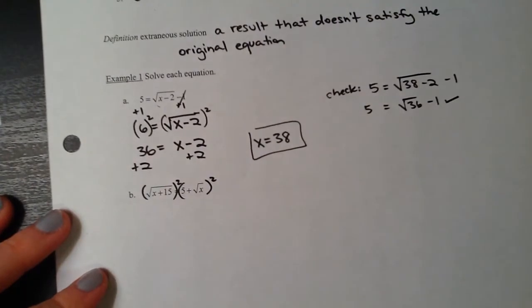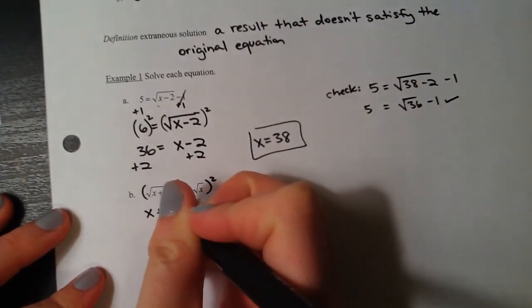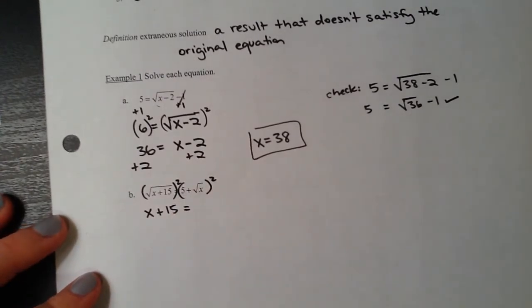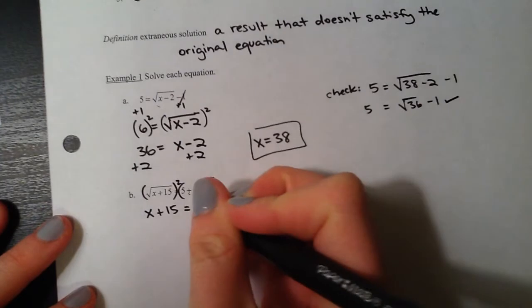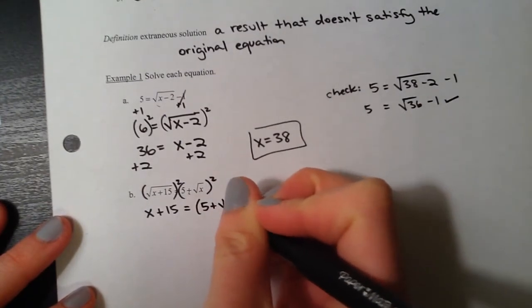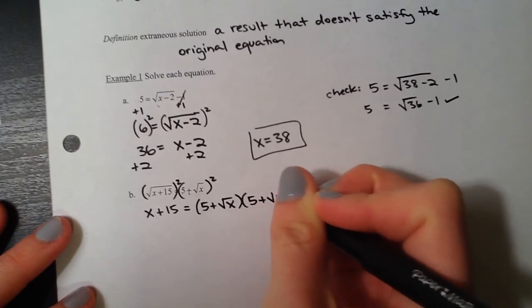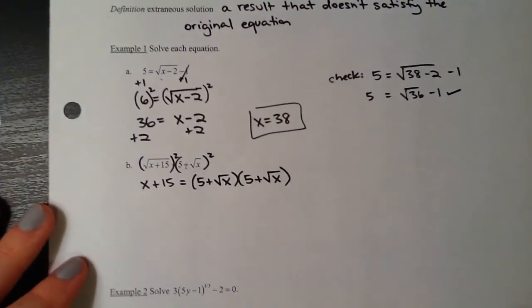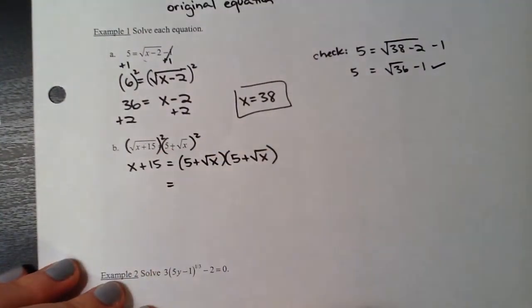So on the left-hand side, the big square root and the squared just cancel each other out, and we have x plus 15 equals, and then on the right-hand side, because of the addition in the middle, we actually have to FOIL it out. Okay, so this is kind of a weird example. When you have a square root on both sides, you have to do this. Okay, so we're going to FOIL the right-hand side.